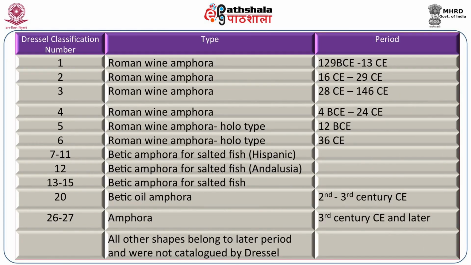For instance, Dressel classified them and gave numbers 1 to 27, and each type has a particular period. So whichever type you get, for instance, if you get type number 20, then you can clearly say that the site belongs to the 2nd or 3rd century AD. That way, on typological grounds, you can date the archaeological material.